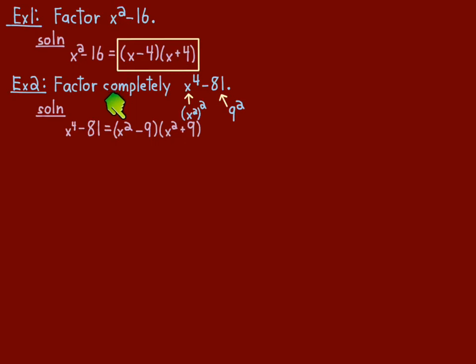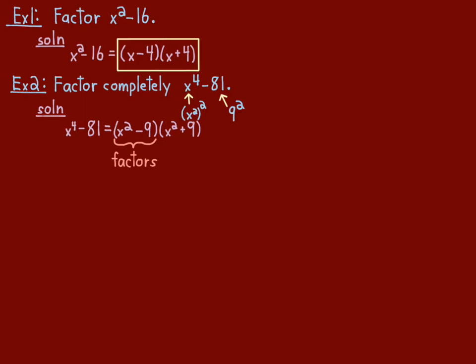So double check it. X squared times x squared is x to the 4th. The constants, negative 9 times 9 is minus 81. And the middle terms, minus 9x squared plus 9x squared is 0. So if you always check that, you're not going to get these wrong because you can fix any errors you have.